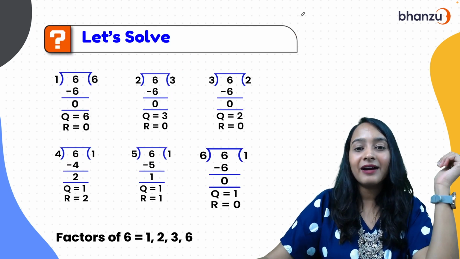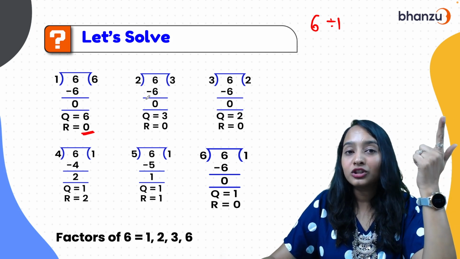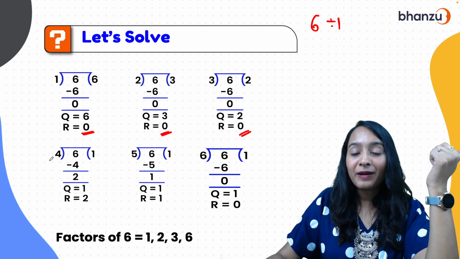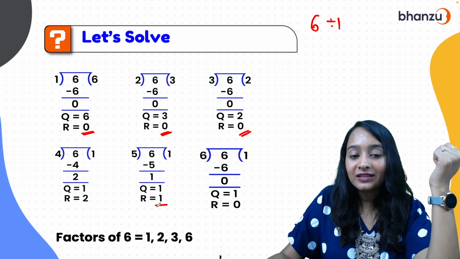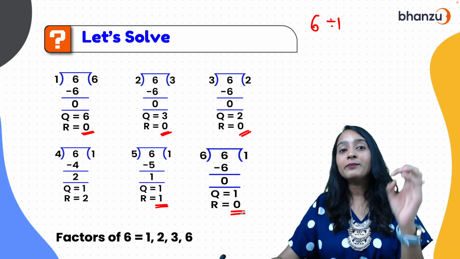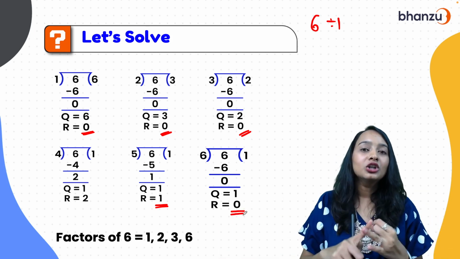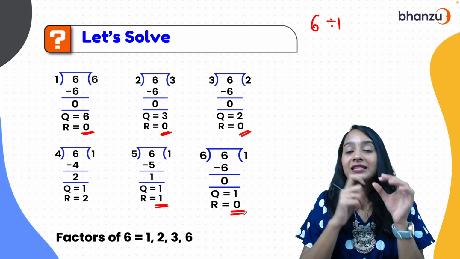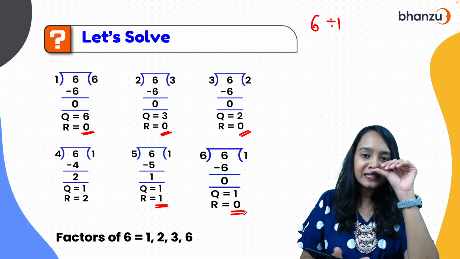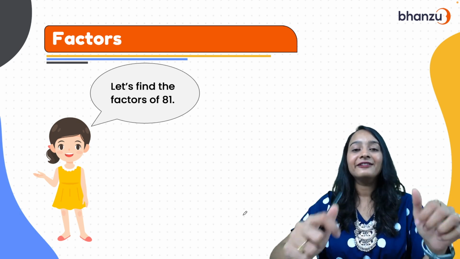So talking about factors and multiples, let us see which numbers exactly divide 6, leaving no remainders. When I divide 6 by 1, I am getting the remainder as 0. When I am dividing 6 by 2, 0. 6 by 3, remainder is 0. 6 by 4, it is leaving a remainder 2. This one is leaving a remainder 1. 6 by 6 is not leaving any remainder, right? So what are the numbers that are exactly dividing 6 without leaving any remainders? 1, 2, 3 and 6. So these 1, 2, 3 and 6 are called the factors of 6. So what is the definition of a factor here? A factor of a number exactly divides that number.